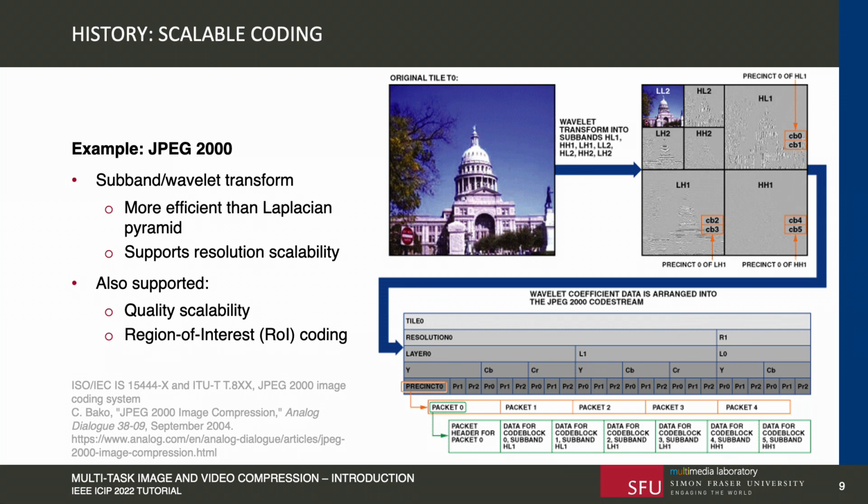Other coding tools within the JPEG 2000 standard allow for quality scalability, where the image could be decoded at various qualities, as well as region of interest coding or decoding, where different parts of an image could be decoded at varying qualities.